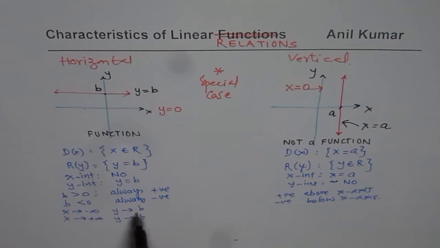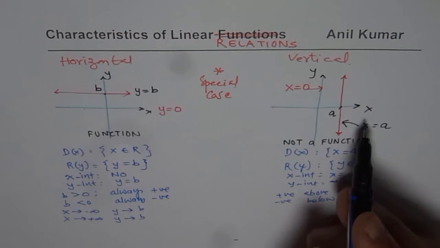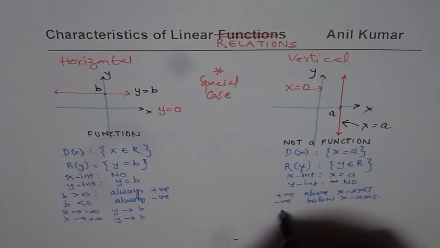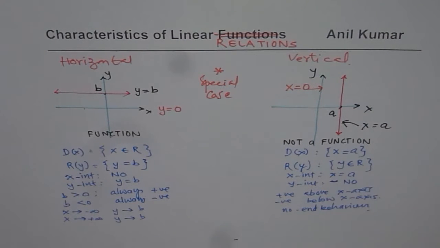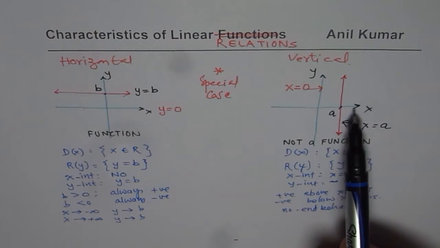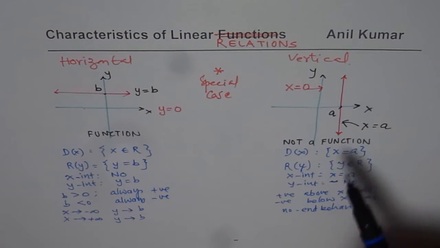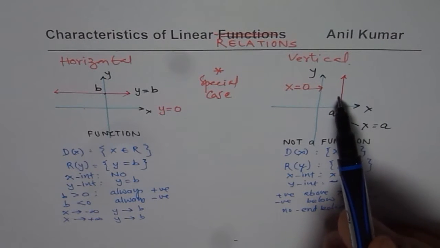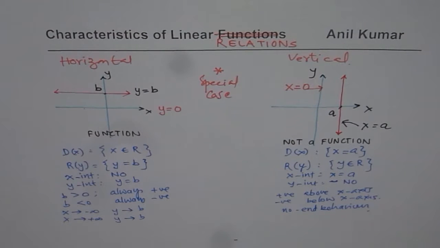y is always b. In this particular case, we do not have the end behavior, right? So there is kind of no end behavior, since x can have only one value, and that is the x-intercept, so it cannot have any end behavior. So strictly speaking, we should not even be talking about positive or negative, because at a it could be positive or negative. You understand my point, right? So that is how we can look into it.